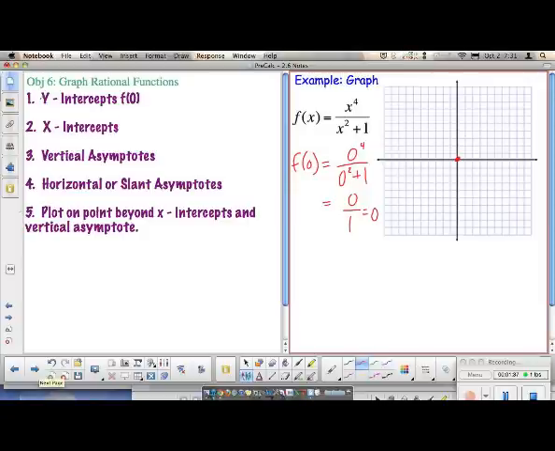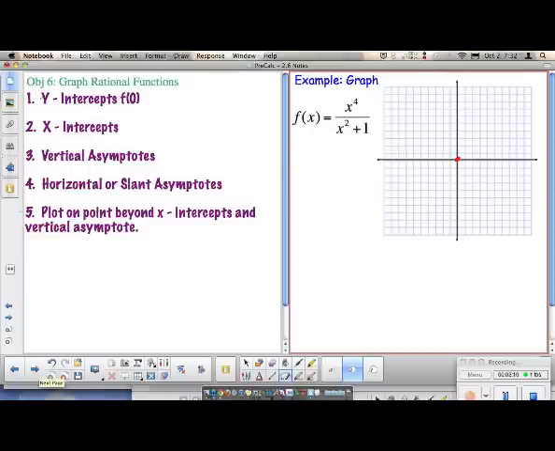We want to make sure there aren't any more, because x-intercepts occur when the function is 0. But remember, the only way to make a fraction 0 is if the numerator is 0. So I don't really even care about the denominator. I'm more worried about the numerator. So yes, the only way to make this 0 is when x is 0. So this first point that I found when I plugged in 0 and I got 0, that's the only intercept for my graph.